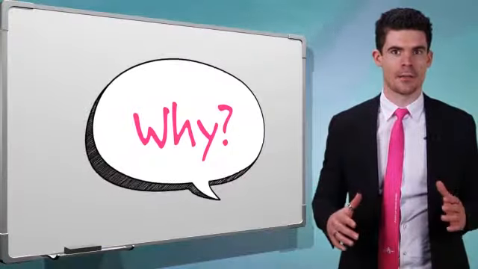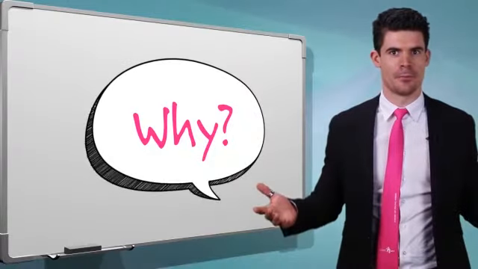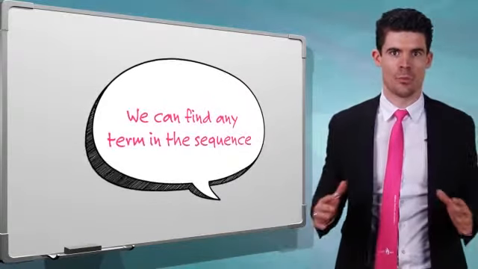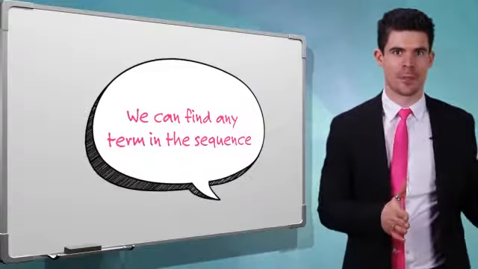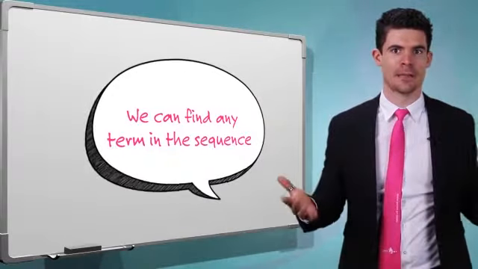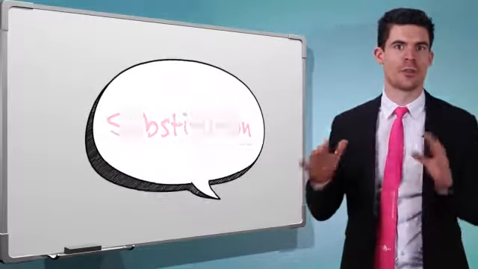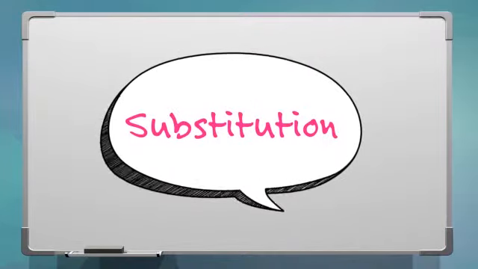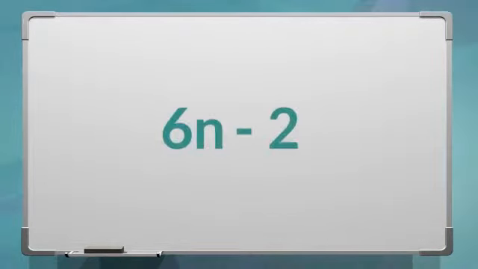You might be thinking, why do I need to find the nth term? Is it even important? Well, once we have the nth term, we can find out any term in the sequence using our good old friend, substitution. If you're not clear on substitution, it might be worthwhile watching our video on the topic. So this time, let's start with the nth term, 6n minus 2.